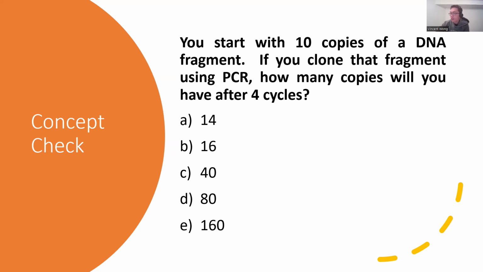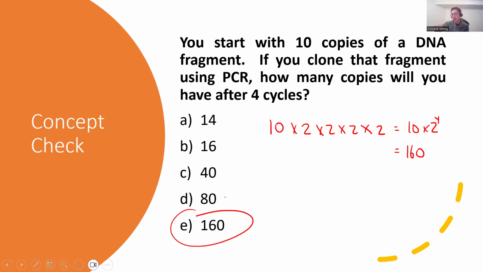Okay, I only got 4 answers. Maybe some of you need some help. So 4 cycles, right? Each cycle doubles it. So you start with 10 copies. So 1 cycle, 2 cycles, 3 cycles, 4 cycles. So that's 10 times 2 to the 4, which is 160. Okay. Every cycle doubles all the DNA.